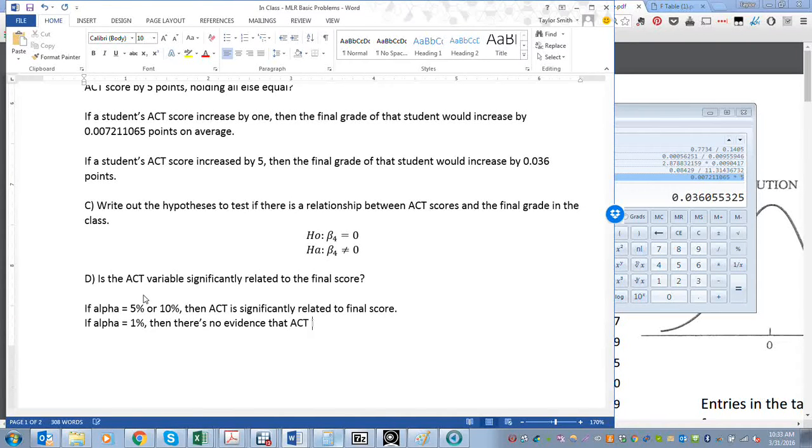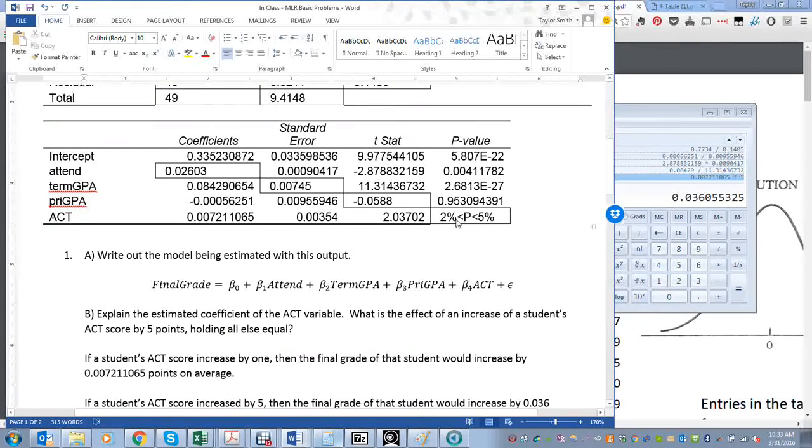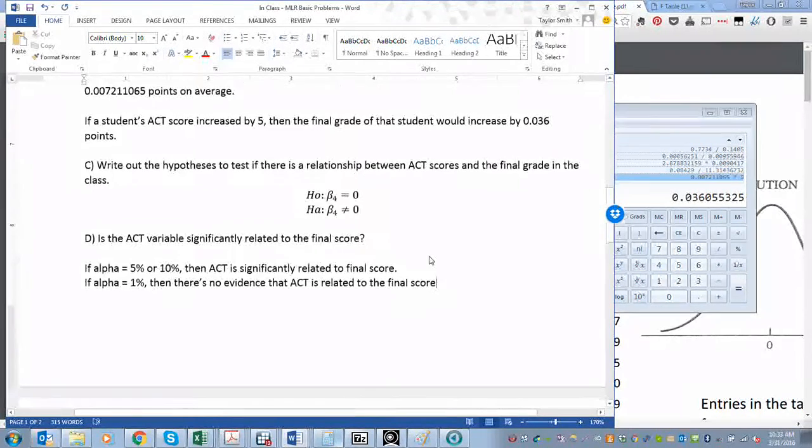Now, if you picked an alpha of 1%, then there's no evidence that ACT is related to the final score. Because in this case, alpha would be less than our p-value, since we know our p-value is somewhere between 2 and 5%. We don't know it exactly. Our p-value is bigger than our alpha, which means we fail to reject the null, so we didn't find any evidence that ACT is related to the final score. So that's how you work that one.